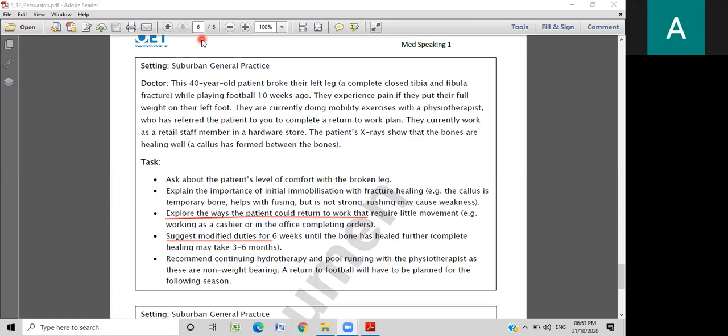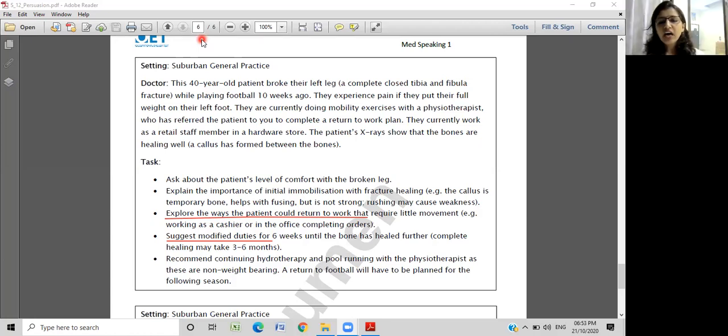And if you will not follow my advice, then it may have some complications for you. It will take some more time in your healing process. I hope you understood. Yeah, it makes sense.